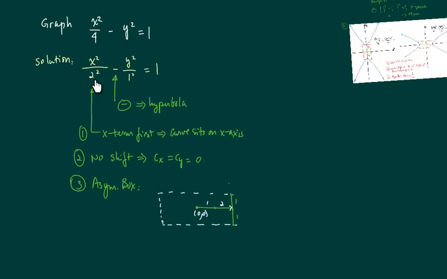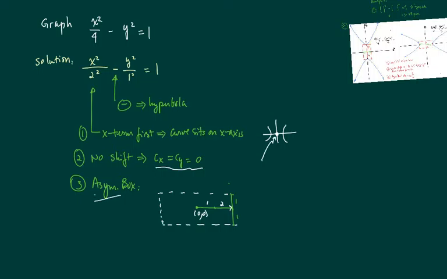Alright, so here's the solution. With the minus sign, we know it's a hyperbola. The x term sits in the front, so we know the curve is going to sit on the x. So our curve eventually is going to look something like this. There's no shift because the x is by itself, so cx, cy equal to 0. Our origin is going to be the center of the asymptote box.